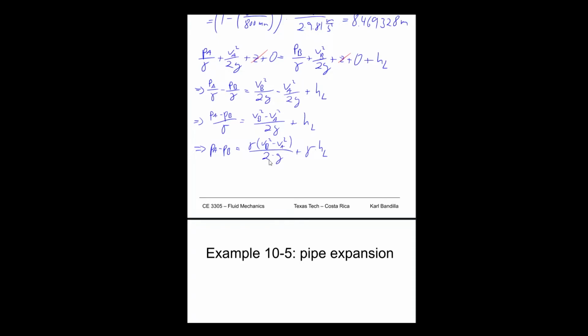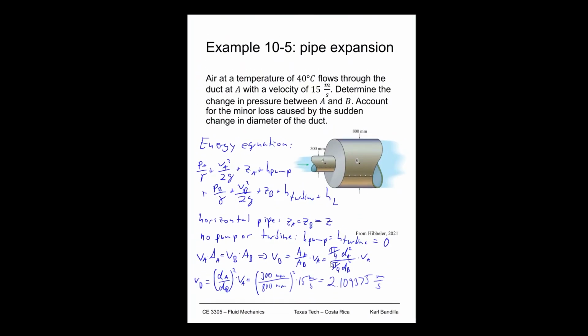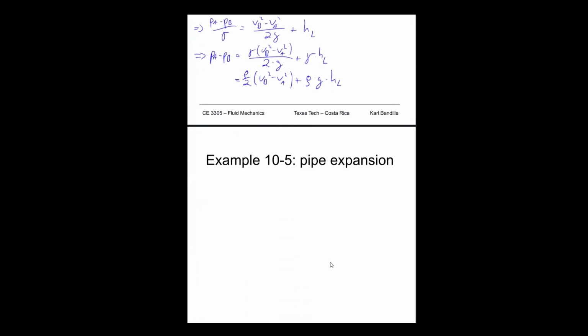Okay, we can simplify that just a little bit here. That is equal to rho over 2, because gamma over G is rho, times VB squared minus VA squared, plus, we're also not given gamma, so rho times G times HL. With that, we can look up the density of air at 40 degrees C, and then we can plug in all the numbers.